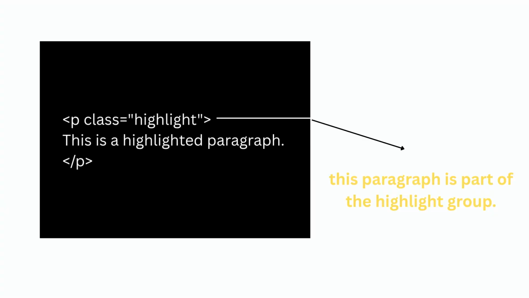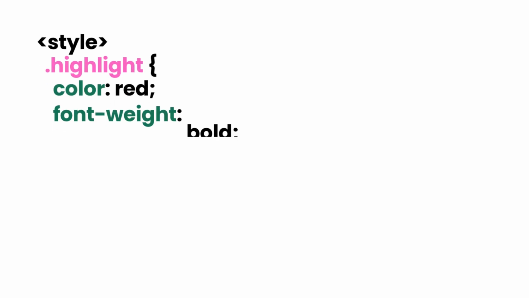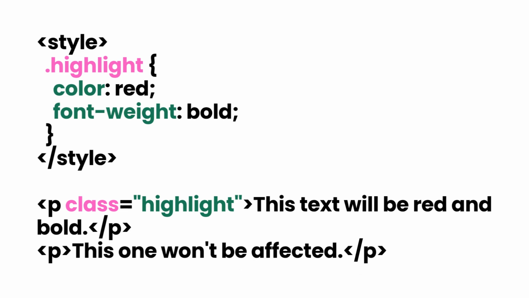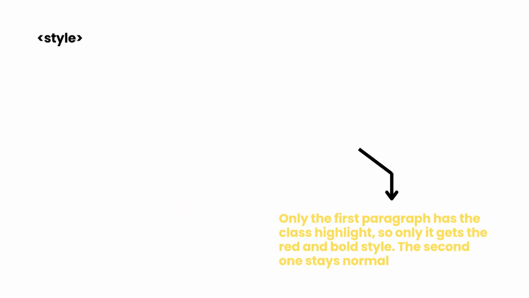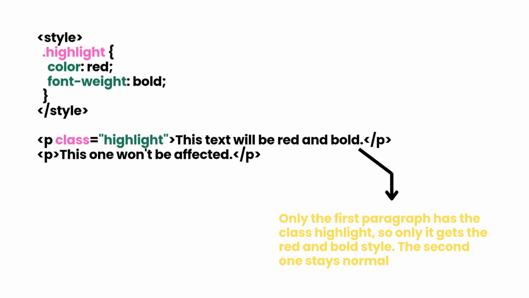Here, highlight is the class. It helps you apply styles easily. Instead of styling each tag one by one, you can use a class and apply the same style to many elements. Only the first paragraph has the class highlight, so only it gets the red and bold style. The second one stays normal.